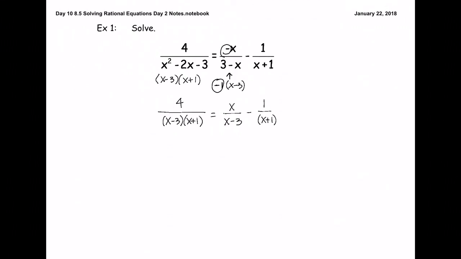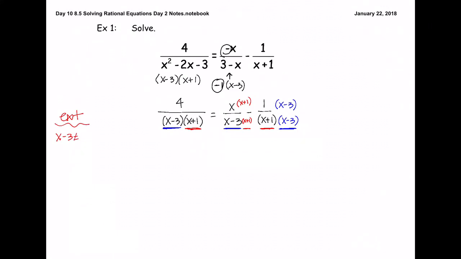So now is where we're going to look for our missing pieces. We have an x minus 3 in our first term, an x minus 3 in our second term. We're missing an x minus 3 in our last term. We have an x plus 1 in our first term. We have an x plus 1 in our last term, and we're missing an x plus 1 in our middle term. After all of our denominators are the same, we want to check for our extraneous solutions.